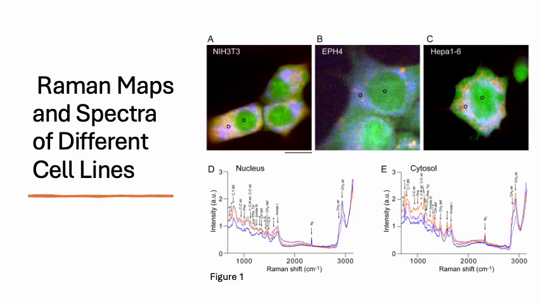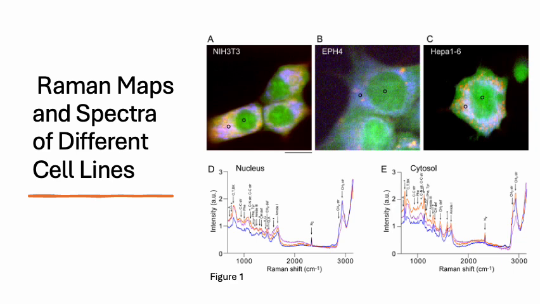So let's now discuss Figure 1. The authors show how 3 fully differentiated mouse cell lines, NIH3T3, EPH4, and HEPA-16 produce noticeably different Raman signals in both the nucleus and the cytosol. The top of the figure shows the RGB composite images, where each color represents a specific Raman peak. The blue channel maps the signal around 753 inverse centimeters, which is often linked to cytochrome C. The green channel shows the peak near 1660, which is the amide 1 band, and reflects the protein's secondary structures.